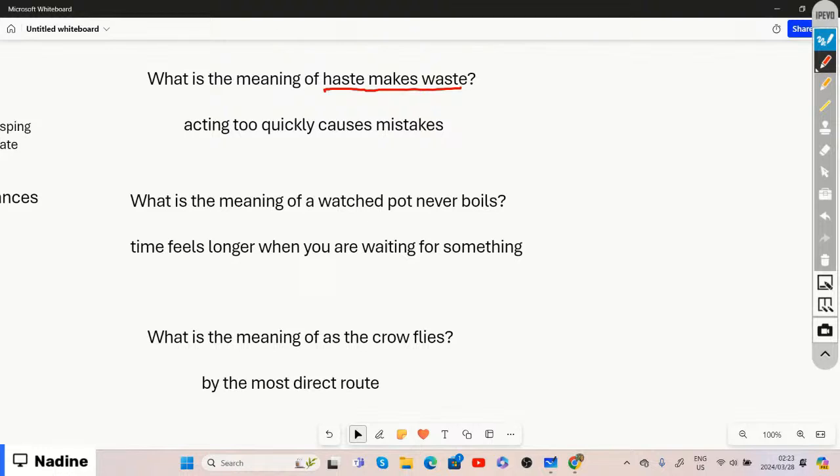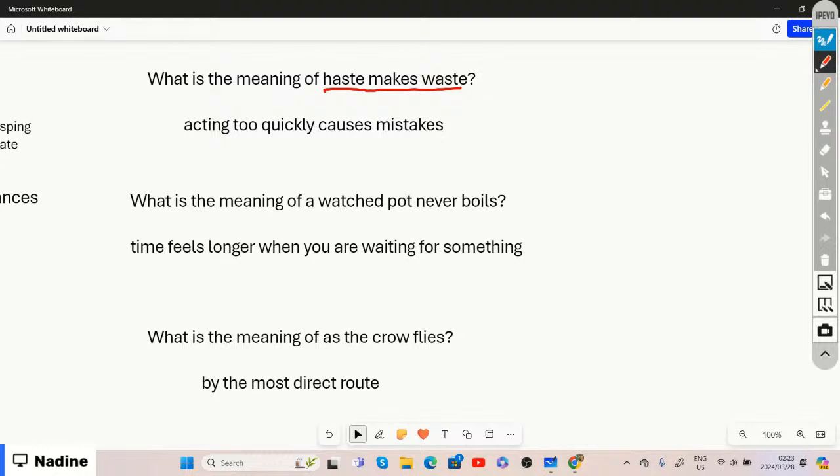All right, so Shalom says that acting quick causes mistakes. That's correct. Milka and Nathan say doing something quickly causes mistakes that result in wasted time, effort, and materials. Guys, that is correct, right? Because haste makes waste. Haste is like when you are quickly doing something, right? So they say acting too quickly causes mistakes.